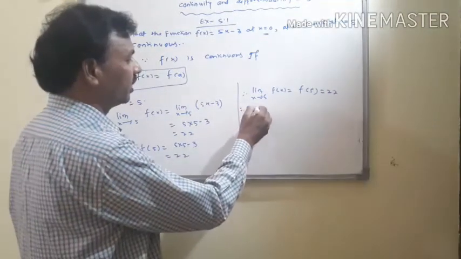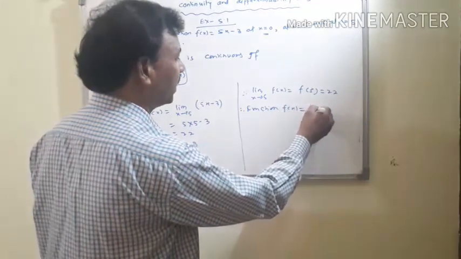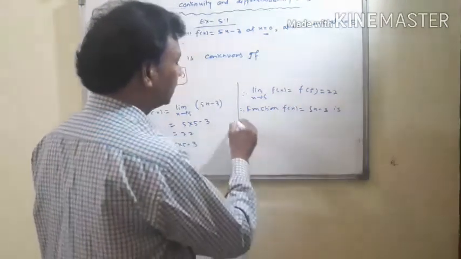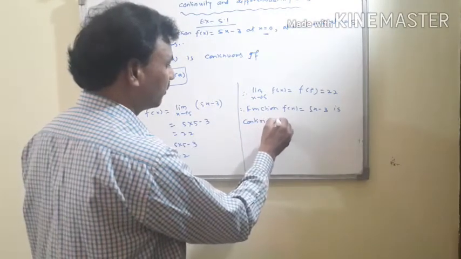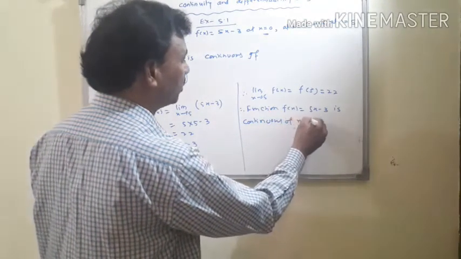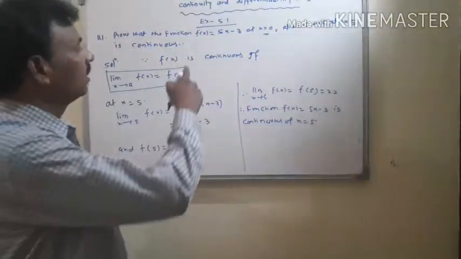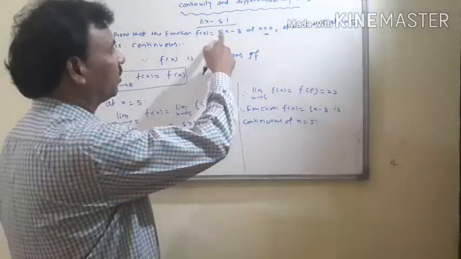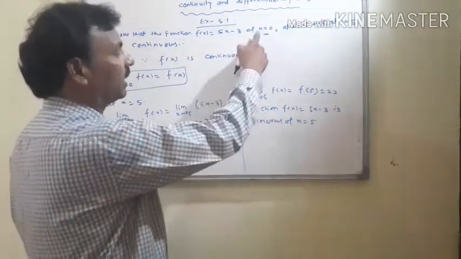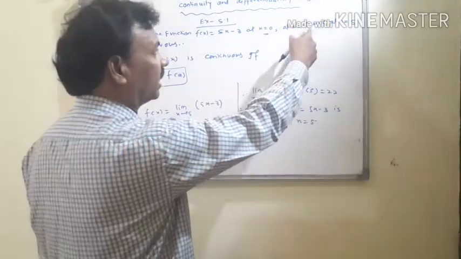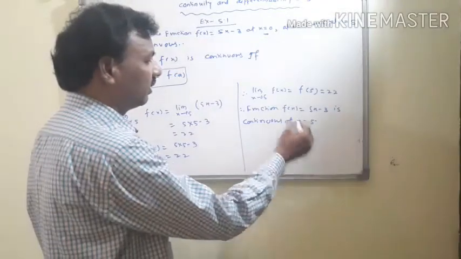Therefore, the function f of x equal to 5x minus 3 is continuous at x equal to 5. Thus, f of x equal to 5x minus 3 is continuous at x equal to 0, at x equal to minus 3, and at x equal to 5 also, and this is our answer.